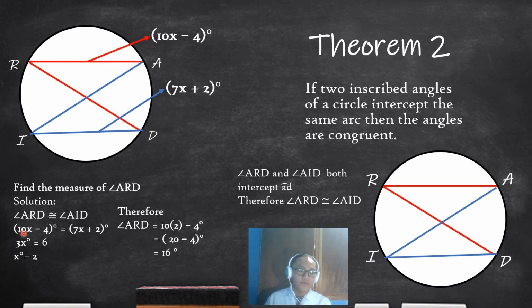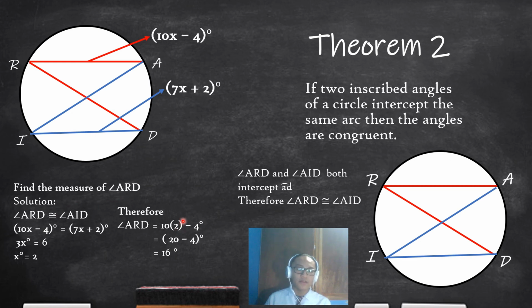Next, first we must subtract the x's. Now here 10x minus 7x is equal to 3x, and 4 will be added to 2, which gives 6. So overall, if we divide 6 by 3, we will have 2. So therefore our x is 2.